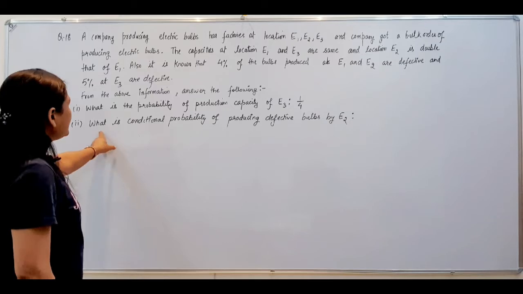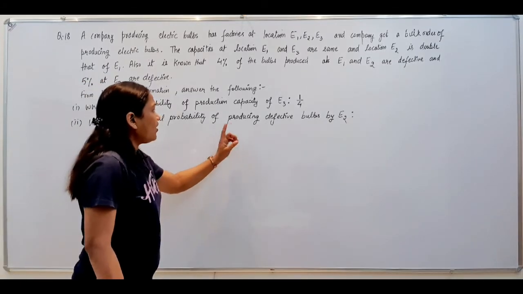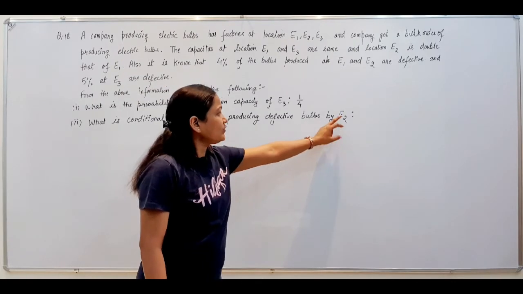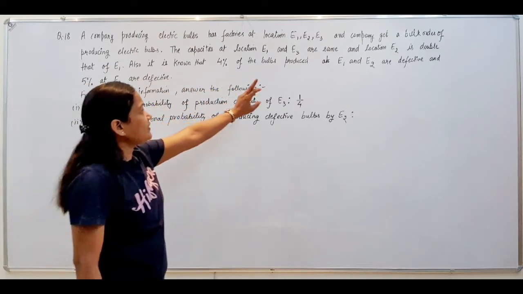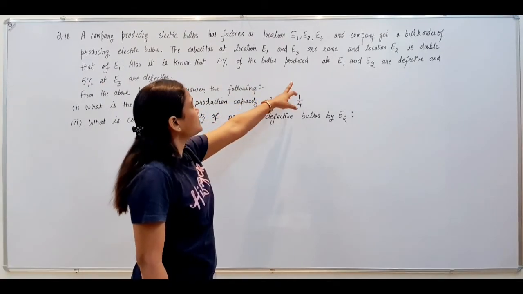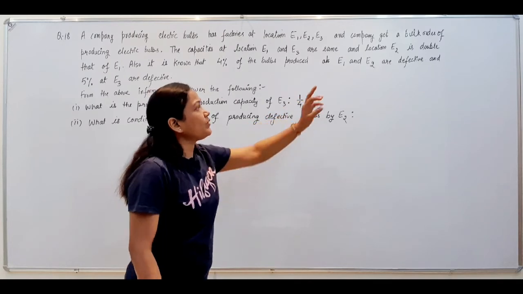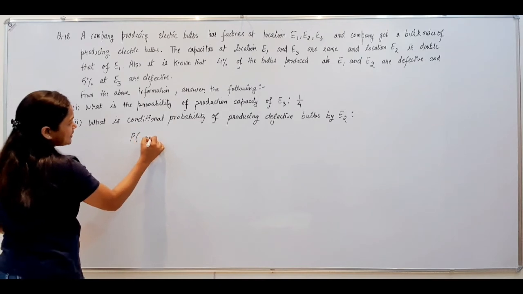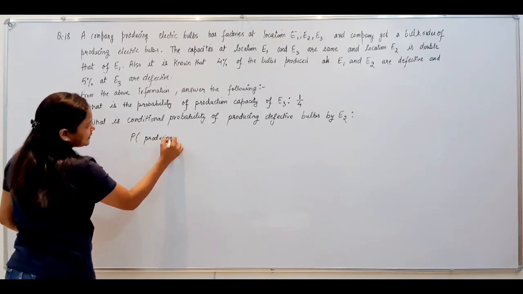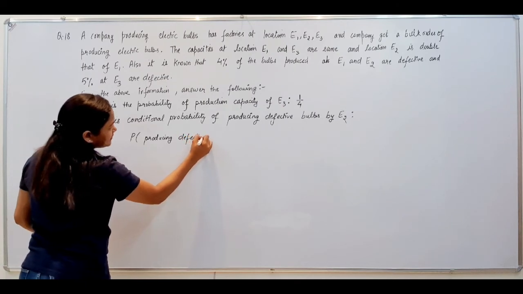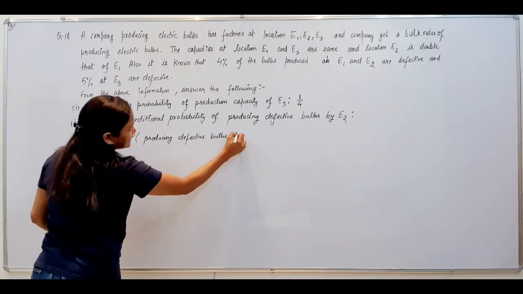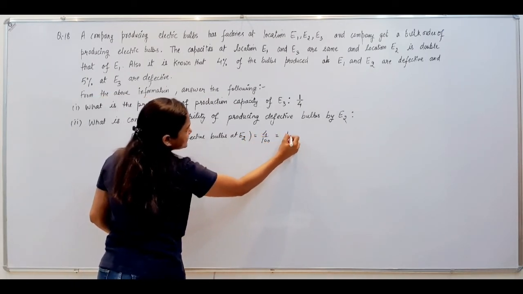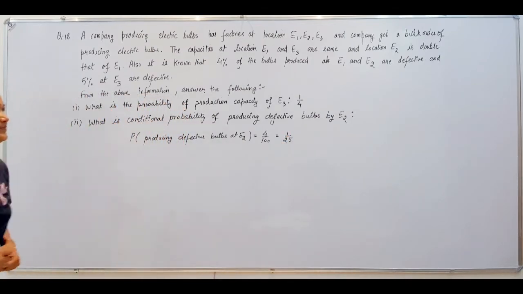Second question on this case study is, what is the conditional probability of producing defective bulbs by E2? Now at the E2 location, you are given that 4% of the bulbs produced at E1 and E2 are defective. So the conditional probability of producing defective bulbs at E2 is 4%, that is 4 upon 100, that is 1 upon 25.